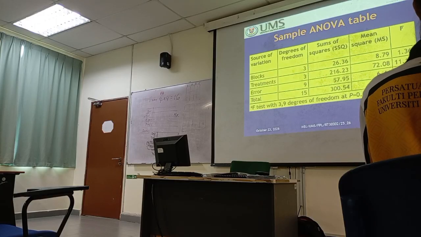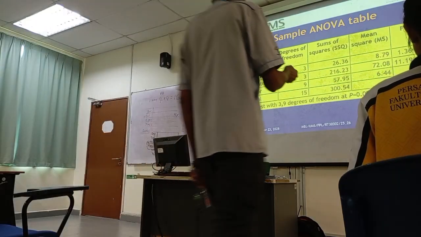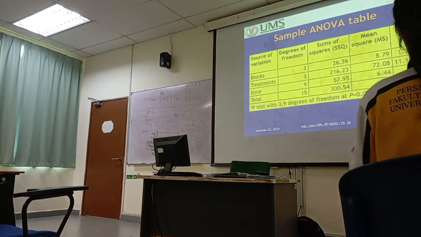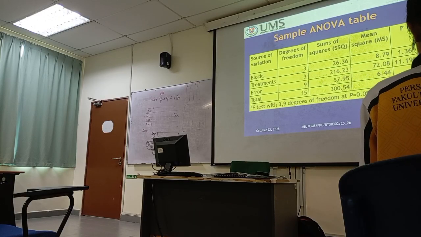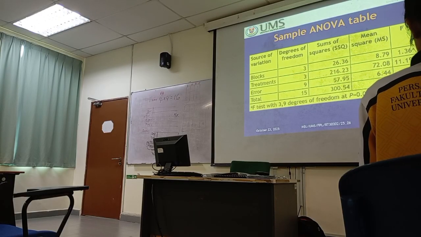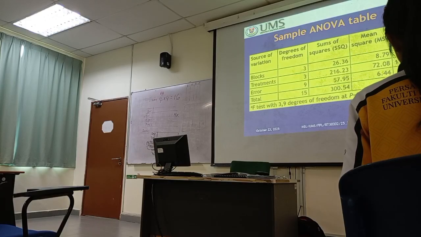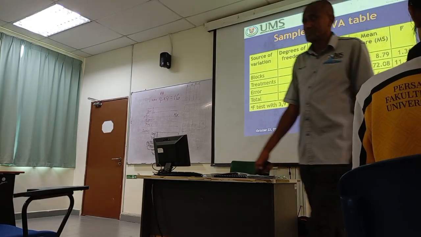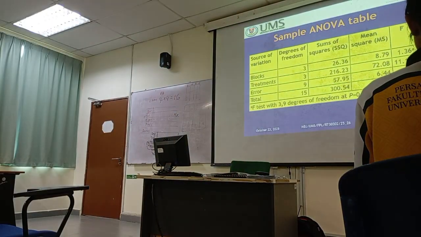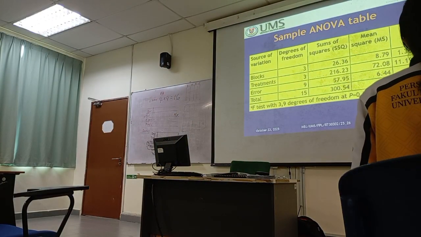Correct? Okay. How do you get this number? 8.79. It is divided by 3. To get this number here, 216 divided by 3. This one also, okay, is divided by 9. You can try. The more you try, the more you become expert.